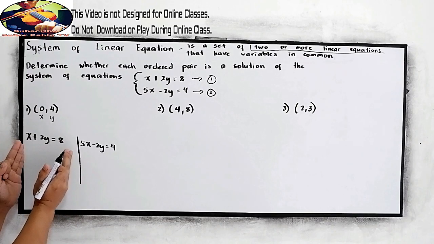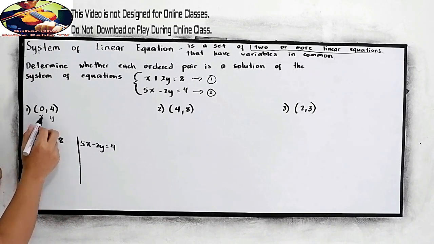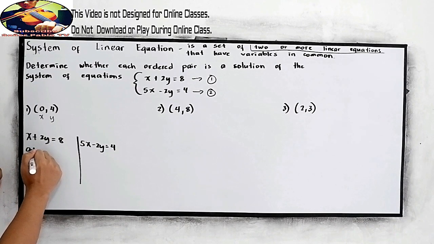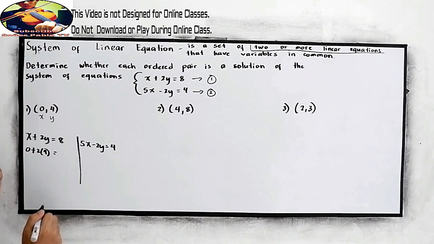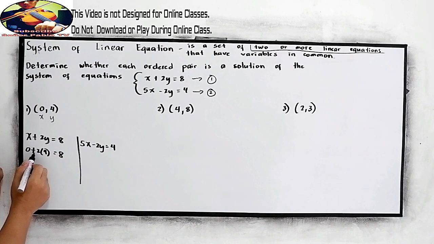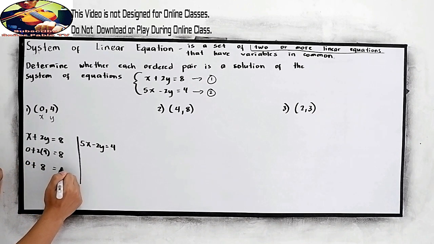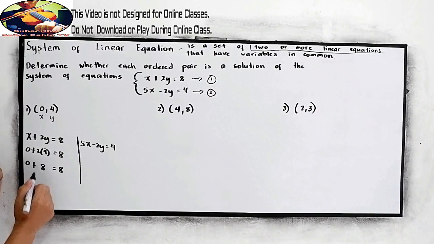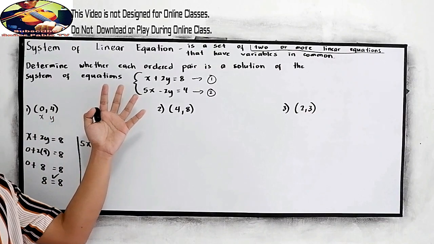Now, in our equation 1, we need to substitute the x and y. So our x is 0, plus 2 times our y is 4, is equal to 8. So 0 plus 2 times 4, that is 8, is equal to 8. 0 plus 8 is 8, is equal to 8. So they are equal. That means (0, 4) is a solution of this equation.